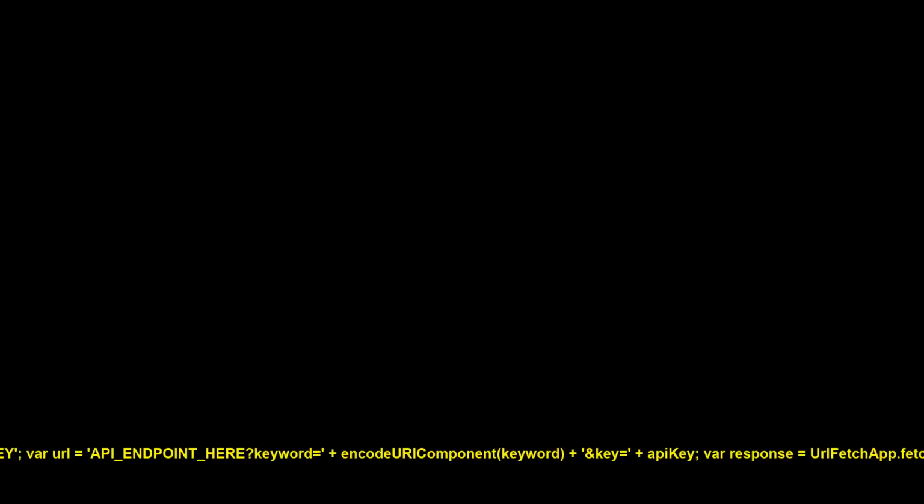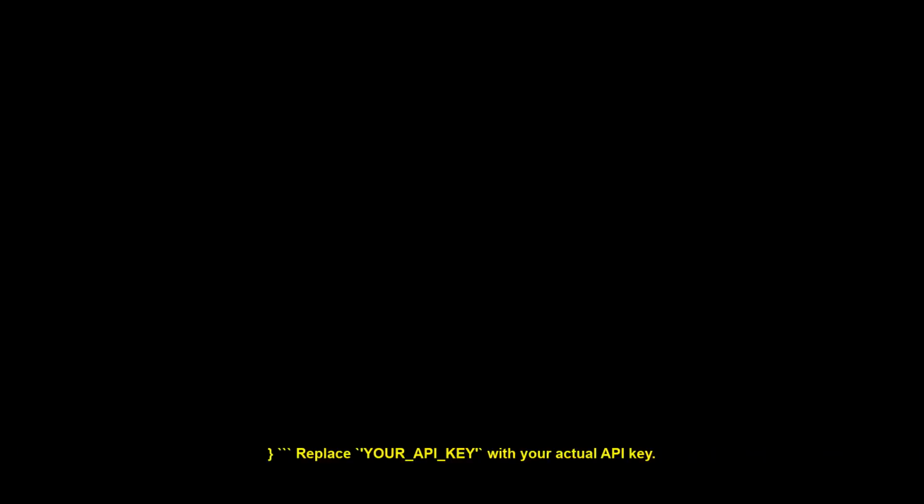JavaScript function getKeywordData(keyword), var API_KEY equals YOUR_API_KEY. Replace YOUR_API_KEY with your actual API key. Replace API_ENDPOINT_HERE with the API endpoint you need for keyword data. Click the disk icon to save your script and name it appropriately.